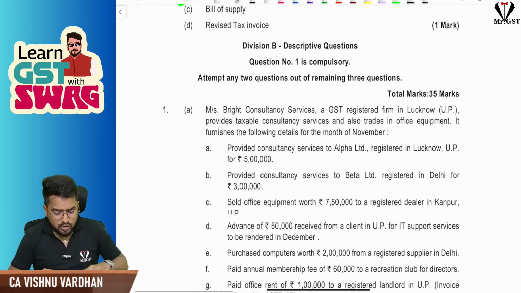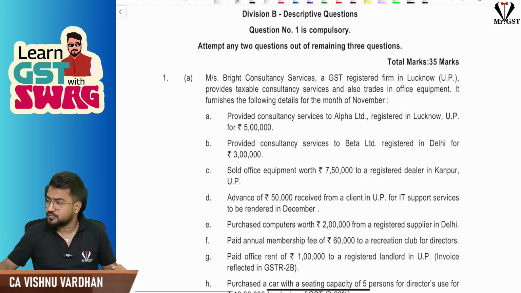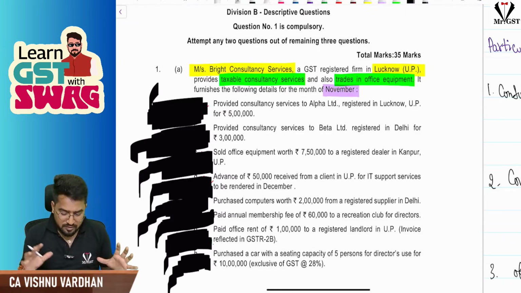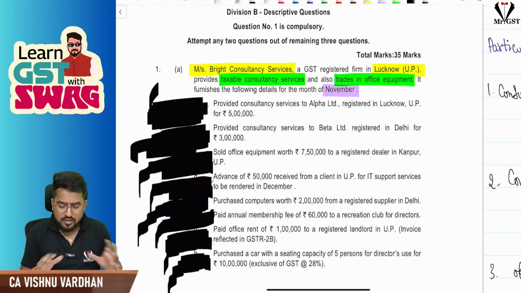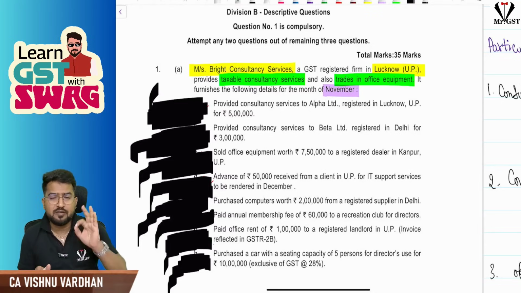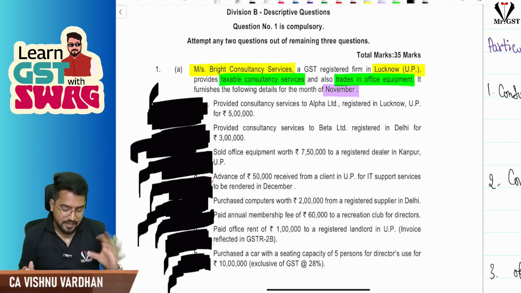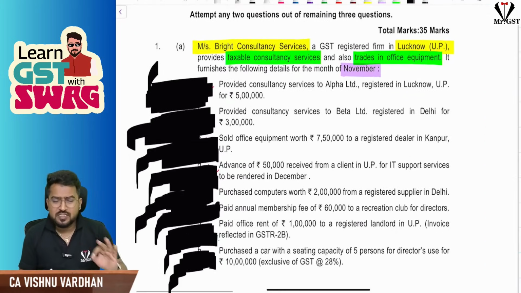Now let us move on to the descriptive part. Okay guys, actually the first question I have simplified for you everything. I have solved all the things and kept it in a proper way so that the time will be invested only on discussing, not on writing anything. Okay, so fine. First 10 mark question.